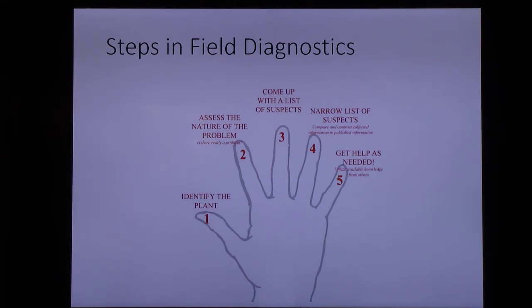Then we're going to narrow that list of suspects. Based upon some of the questions I've asked, some of the information, some of what I'm seeing, I can eliminate this, and this. So I'm narrowing my list of suspects. And then that fifth and final step in diagnostics is to get help as needed. That help might be bringing it to me here at the office, maybe talking to other master gardeners, maybe taking it to a nursery. You might have to send it to a diagnostic lab. But those are the 5 steps in field diagnostics.